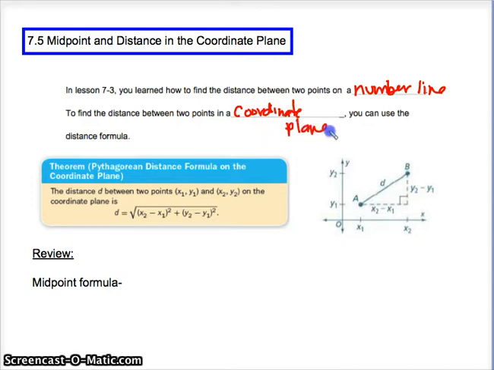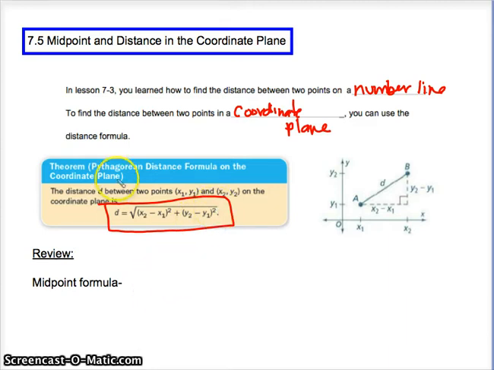To do so, we're going to use what's called the distance formula, and that's down here in this box, and it's going to be important for you to highlight this particular formula. If we're given 2 points, and we'll call those points x1, y1 and x2, y2, the distance formula works as follows. The distance is equal to the square root of the difference in the x's squared plus the difference in the y's squared.